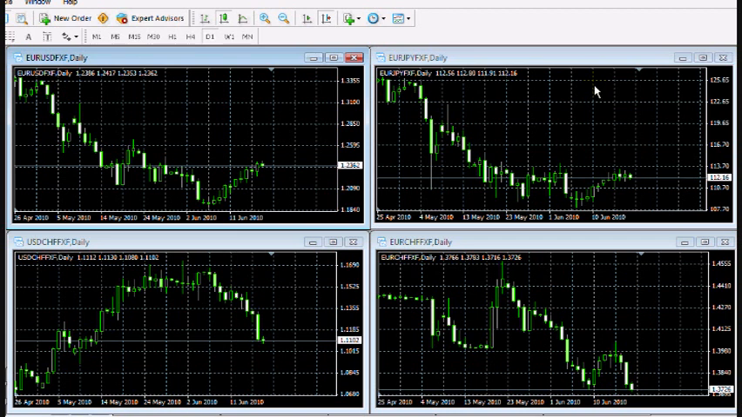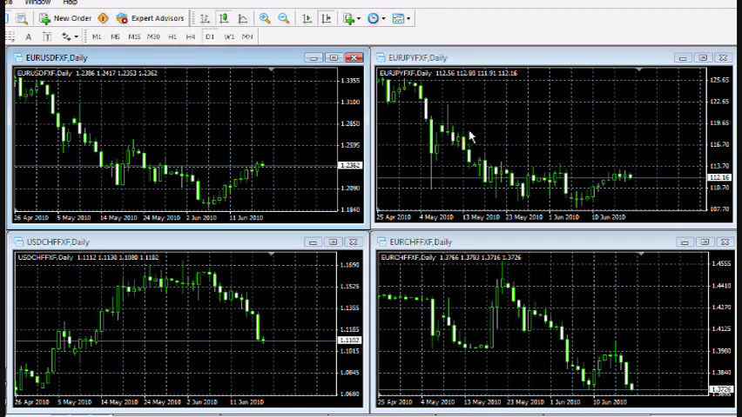So when pairs are highly correlated, you would probably be best sticking to like trades. In this case, sell trades for both pairs. You probably would not want to do a buy trade for the euro yen.